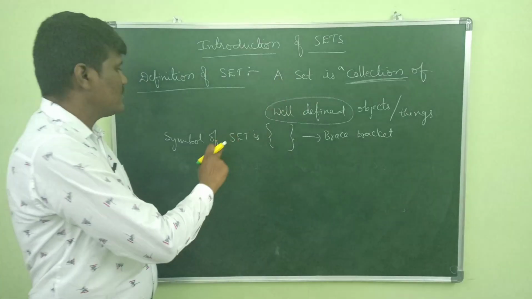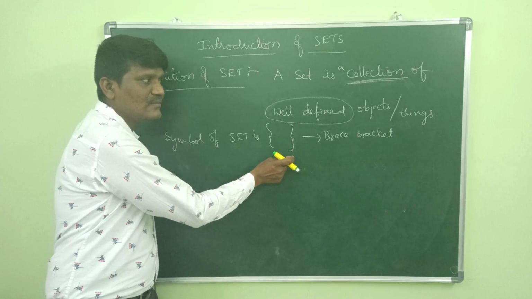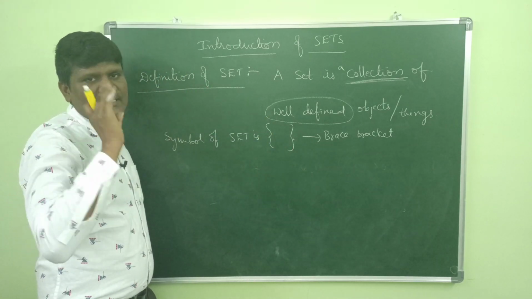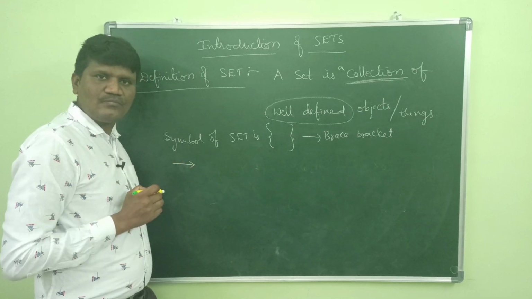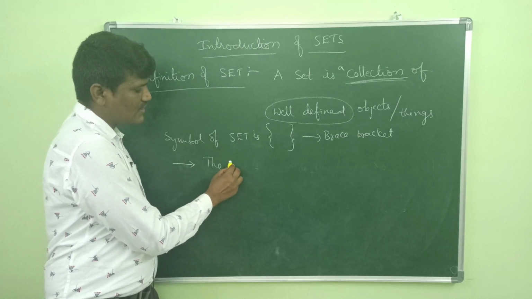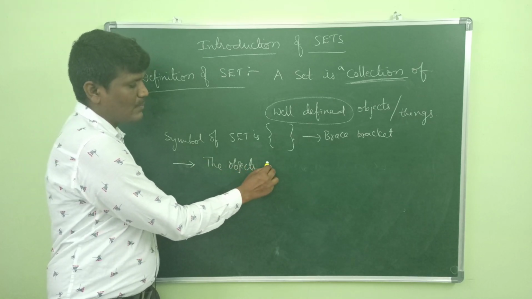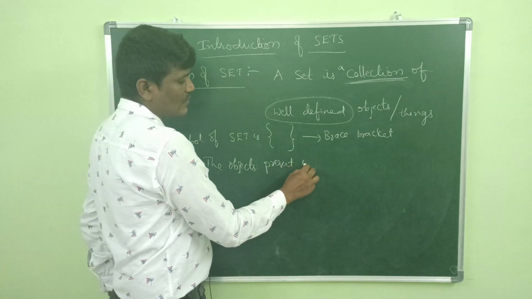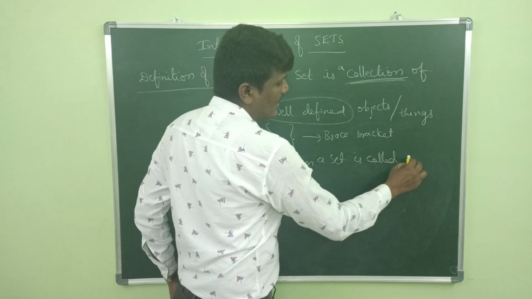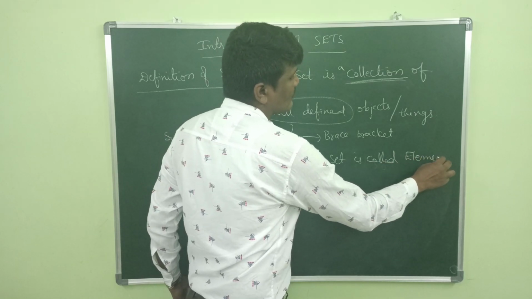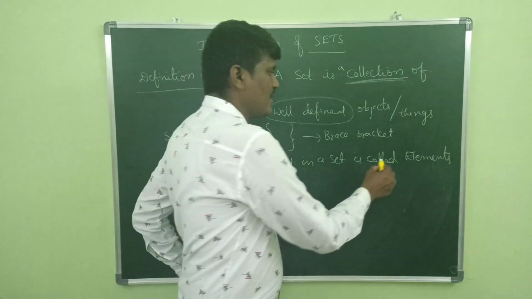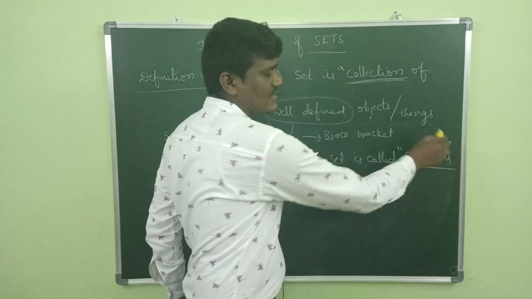The symbol of a set is an open brace and a close brace. Now, what are the elements of a set? The objects present in a set are called elements. Henceforth, we'll write the objects as elements of sets.